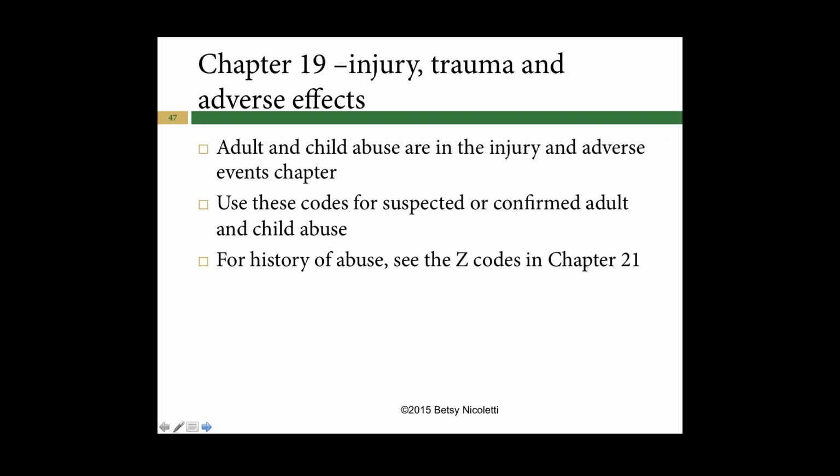So now, although at the beginning of the presentation today, I advocated against treating injuries or doing high-risk OB because it was going to slow us down in the coding, the adult and child abuse codes are in the injury, trauma, and adverse effects chapter. We're going to use these codes for suspected or confirmed adult or child abuse. If it's a history of, then we go back to those Z codes that we saw before. And there are specific codes for confirmed and suspected abuse.